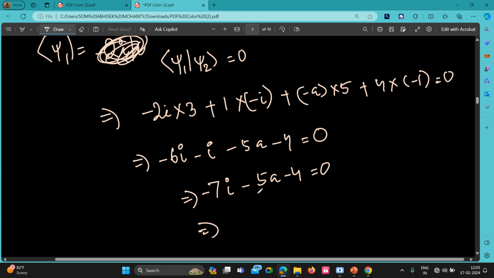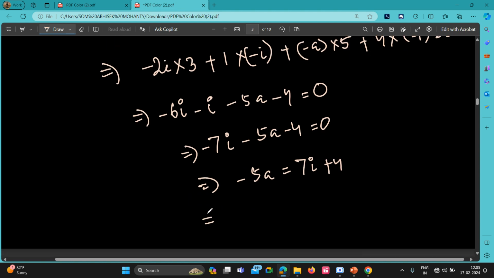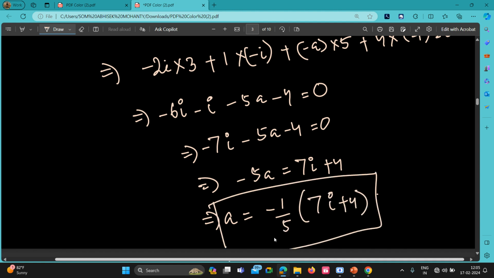So we have to find a. It's very simple. Just take everything to that side. Minus 5a is equal to 7i plus 4. So a is equal to how much? a is equal to minus 1 by 5 times (7i plus 4). Okay, is that all right? That is the answer.